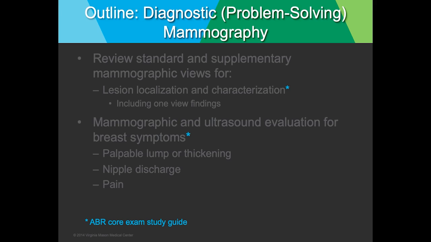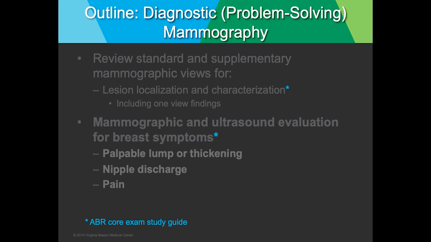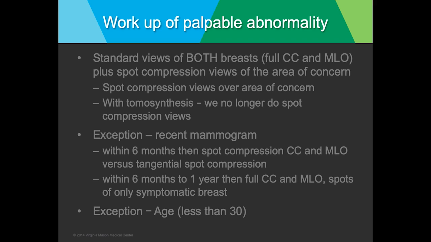So moving on to mammographic and ultrasound evaluation of breast symptoms. So we'll start with the workup of palpable abnormalities. Typically, we get standard views, the MLO and CC, of both breasts, plus spot compression views of the area of concern, or tomosynthesis of both breasts. The exception is if a patient has had a recent mammogram. Our protocol is within 6 months, then we just do spot compression, CC, and MLO views of the area of concern.